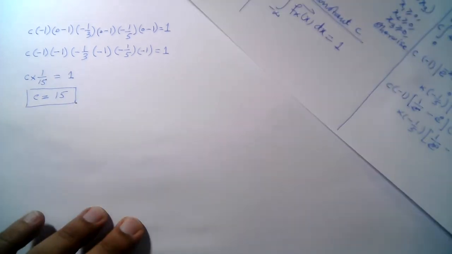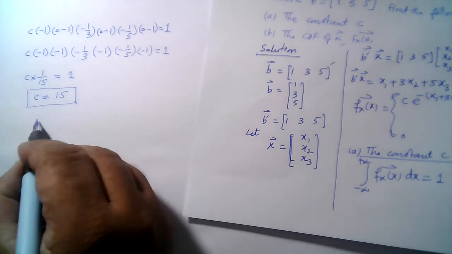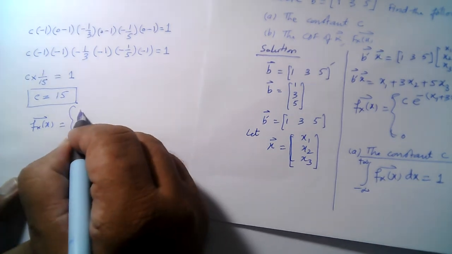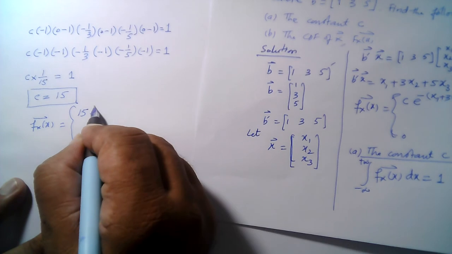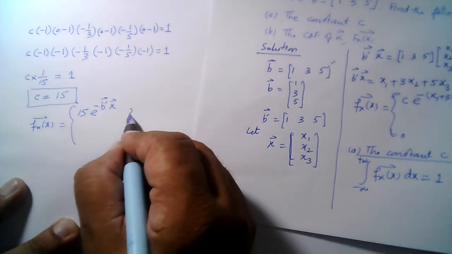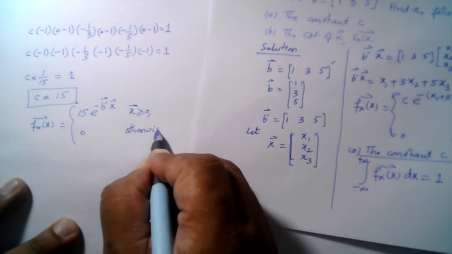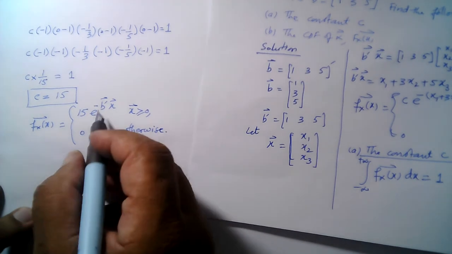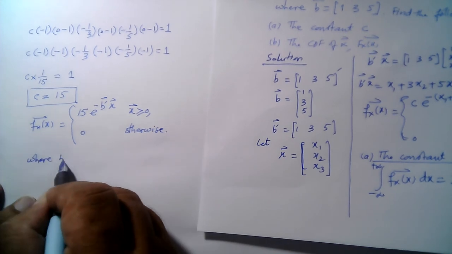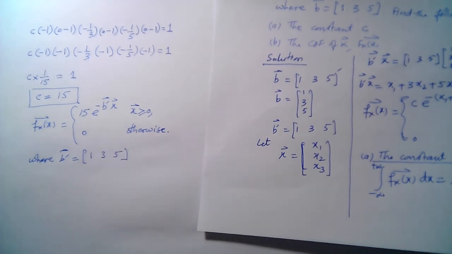So we can rewrite our PDF like this. fX of x is given by 15 e raised power minus b transpose x, when x is greater than or equal to 0, and this is 0 otherwise, where the vector b is already given, with b being 1, 3, 5. So this is our PDF.